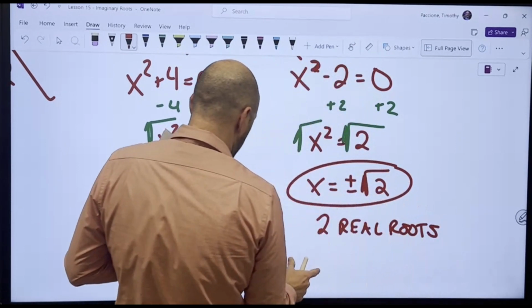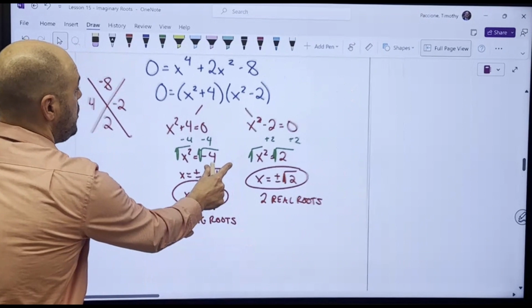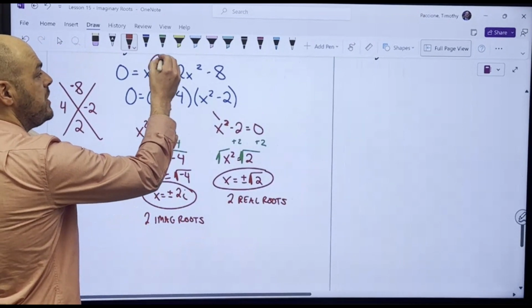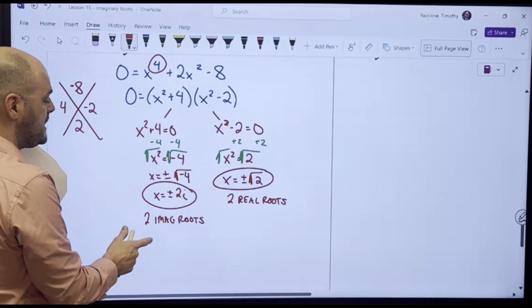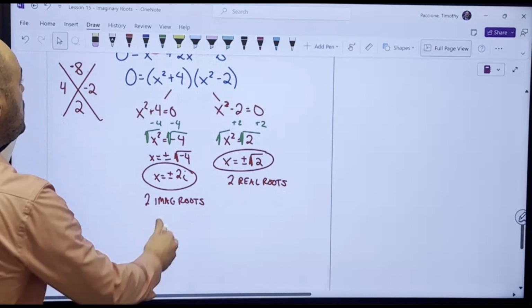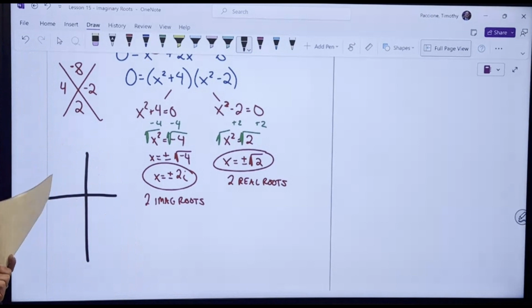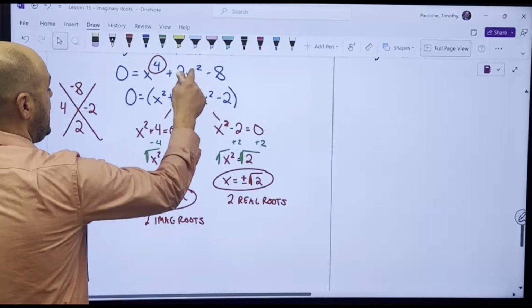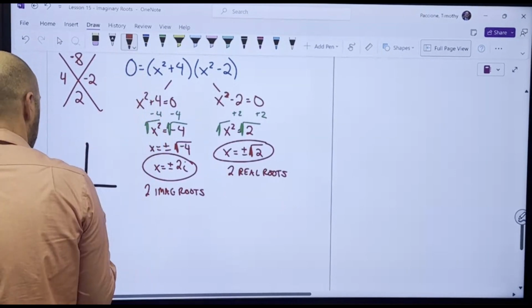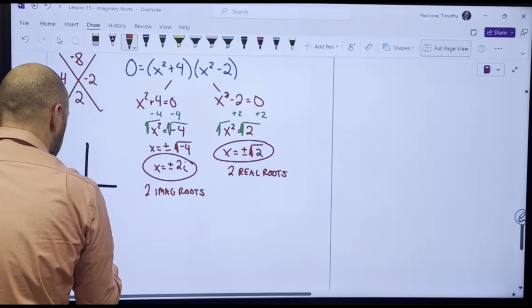Okay, so I got two real roots, two imaginary roots. That's 4 total roots. That makes sense because our degree was 4. Now, I said we want to sketch this to make sure it makes sense, right? So if I'm sketching this, well, first of all, I know I have a y-intercept of -8. So I would kind of estimate a -8 down here.